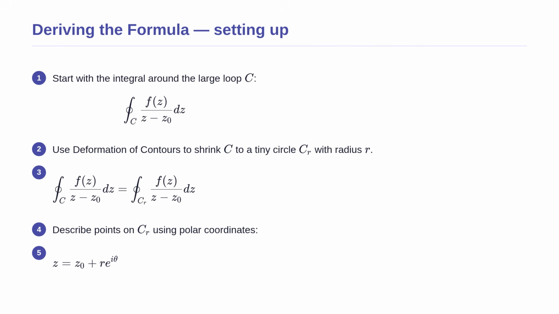Let us call this tiny circle C sub r, with an extremely small radius r. Because it is a perfect circle, we can describe any point on it using polar coordinates, setting z equal to the center point plus the radius multiplied by a rotating exponential angle term.